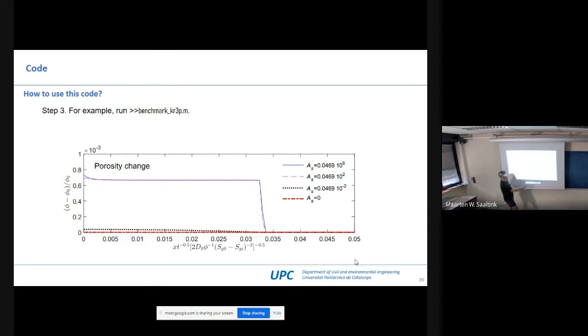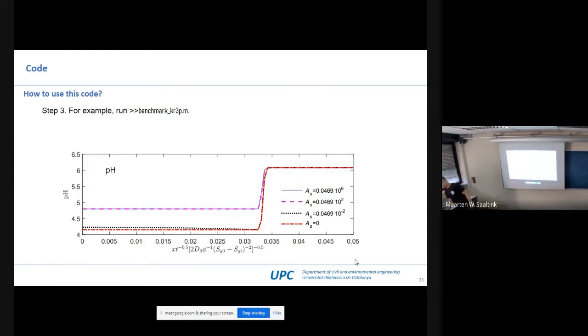The porosity change. This AS just denotes the reaction rate. If AS is high, the reaction rate is very high, so the porosity change is larger. If the reaction rate is zero, the porosity change is almost zero. And also pH, because when you inject CO2, the pH will decrease. The detailed discussion is not given here, but this is the qualitative result of the code.